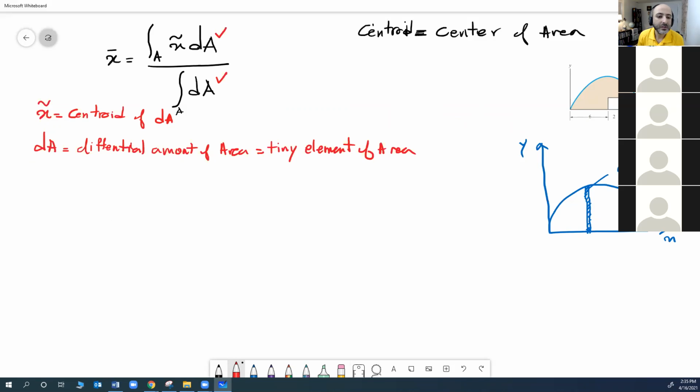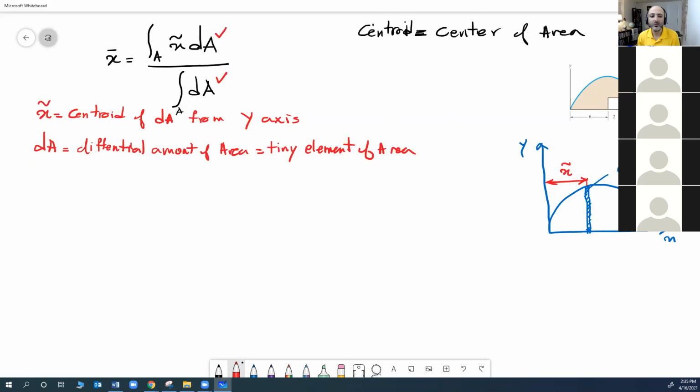Okay, and you're correct. X tilde is measured from the y-axis, and y tilde is measured from the x-axis. Y tilde is the centroid of dA from the y-axis, okay? So if this is really tiny, this is my X tilde. It is important to understand these two, because the equation for centroid is very simple: integral of X tilde dA over integral of dA, and that's it. But you have to understand what dA is and what X tilde is. So this is just what they mean.